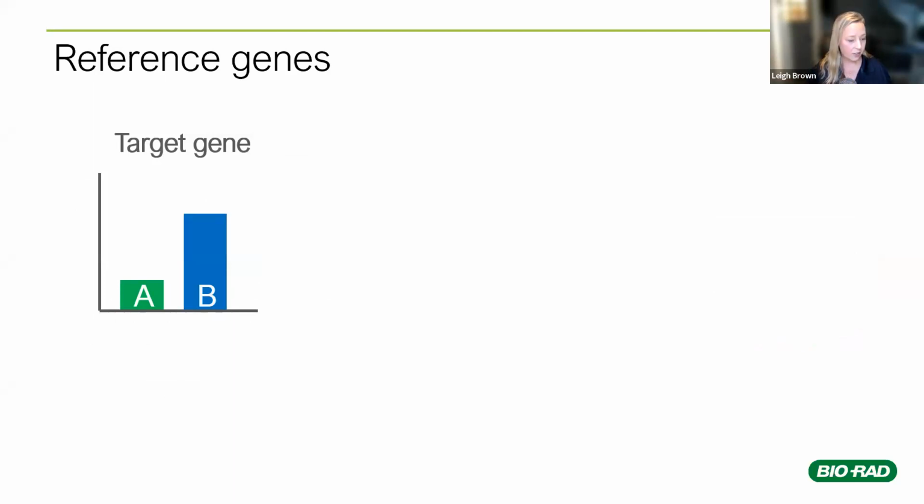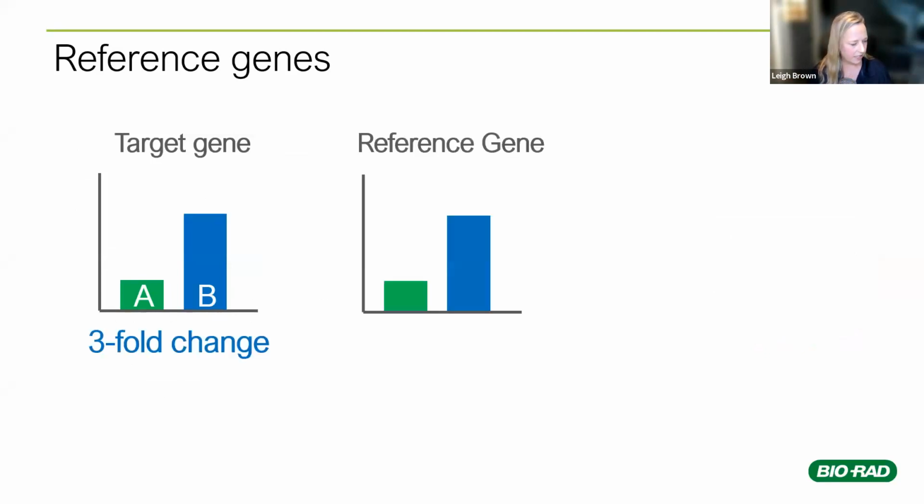And if we look here, our target gene appears to have this threefold increase in condition B as compared to condition A. But then let's take a look at our reference gene, right? So here's our reference gene, and we also have a threefold change in our reference gene between conditions A and B.